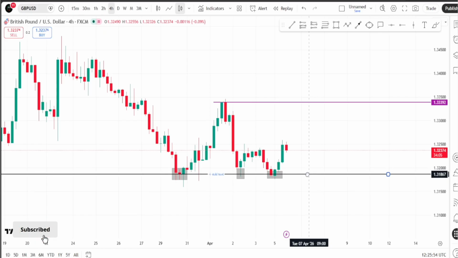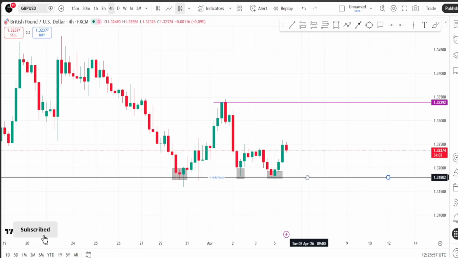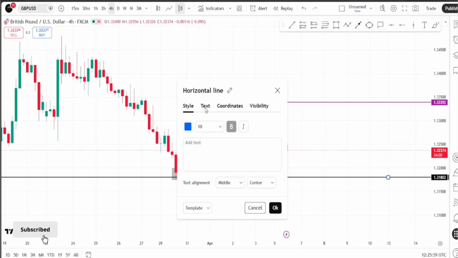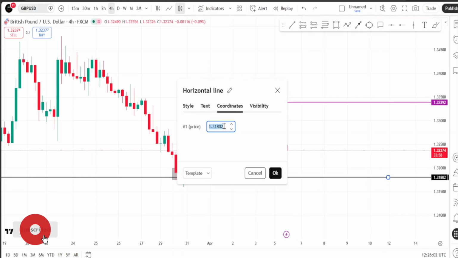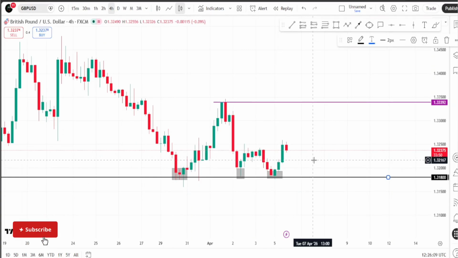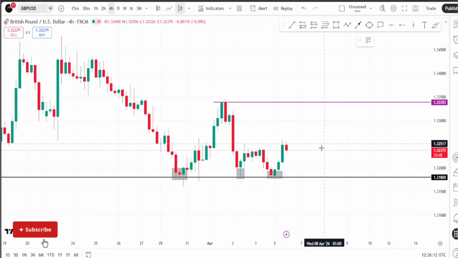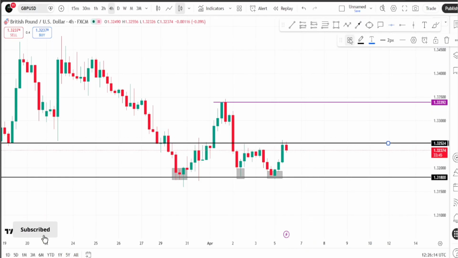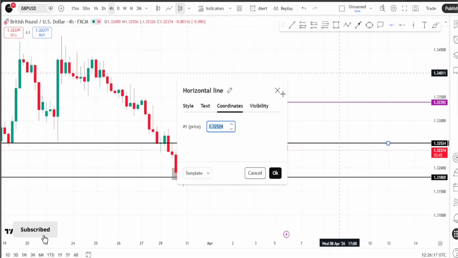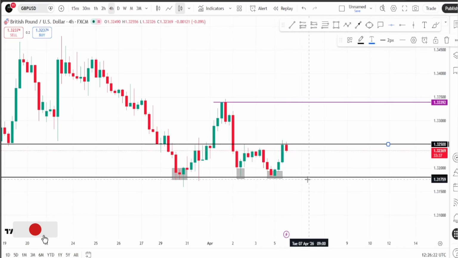I'll be plotting this one here as my first psychological level, which is going to be 1.31800, and we're going to be adding 50 to it. You can see we have this one also here, 1.32500. I'll mark this area as a wall because it's a psychological level 500, and from here to here, you can see price is reacting in between the psychological levels.